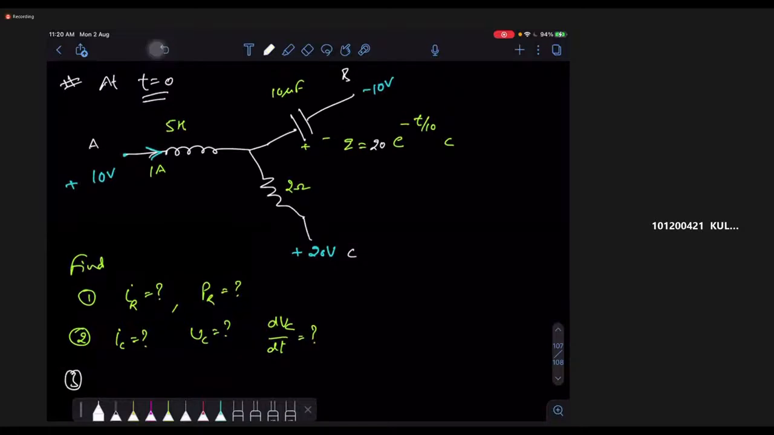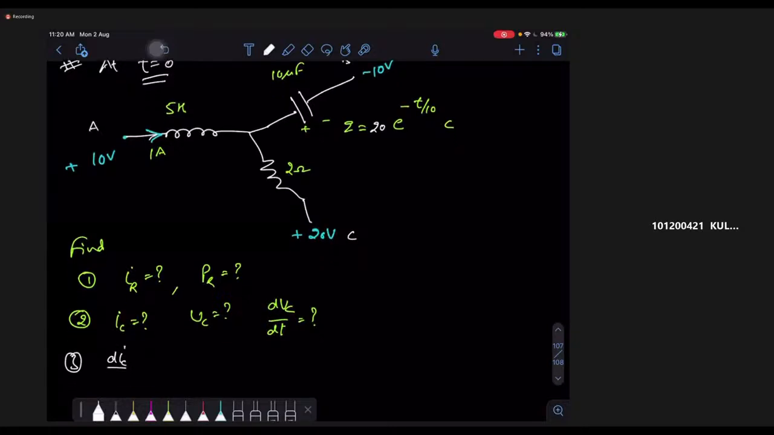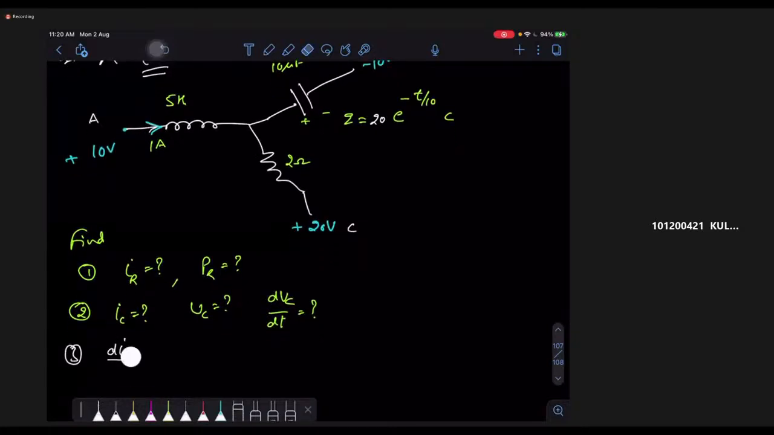Third thing I can ask here is: find the rate of change of inductor current. How fast is the current changing in the inductor? In the inductor, the current given is 1 ampere, but that is changing. And the second one is the energy stored in the inductor, and how fast your inductor energy is changing.